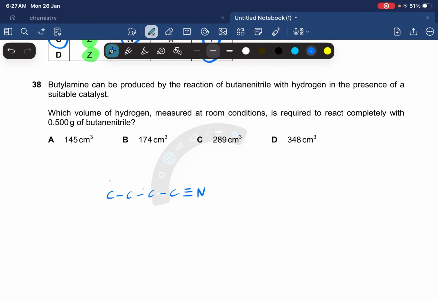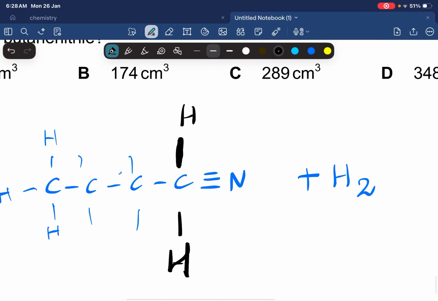Over here, there is going to be H, H, H, H, H, H, H. And this is how butane nitrile is going to look. When you add hydrogen to it, H2, what's going to happen? One bond is going to form here with H, one going to form here with H, and these 2 bonds are going to get broken from the middle. The pi bonds are going to get broken, and then 2 bonds are going to form here.